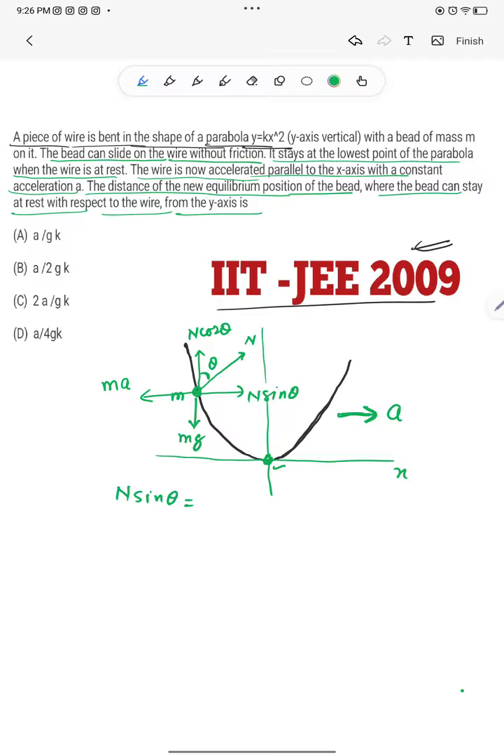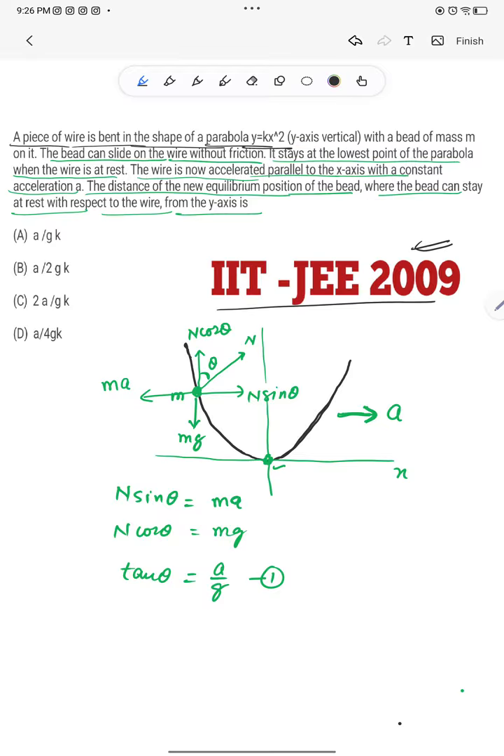Now we can easily say that the rightward force N sin theta will be equal to ma, because at this point the bead is at equilibrium, at rest. So N sin theta equals ma, and N cos theta equals mg. By dividing these two equations we get tan theta equals a by g. This is our equation 1.